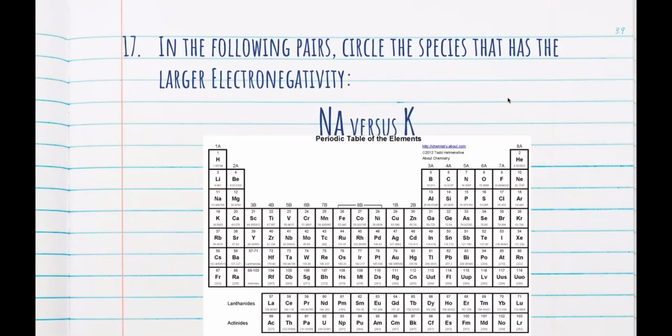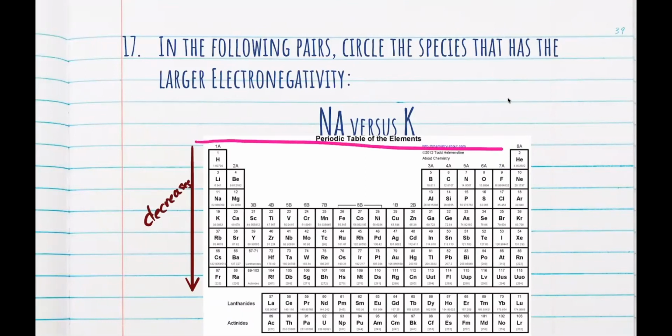Now we're going to work on electronegativity. So if we remember, if we look at our trends, as we go down our periodic table, our electronegativity decreases. As we go across a period, our electronegativity increases.